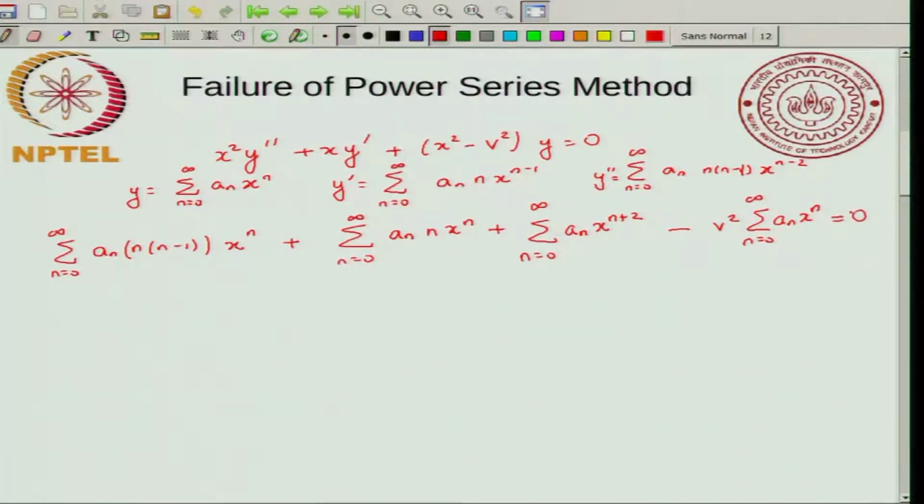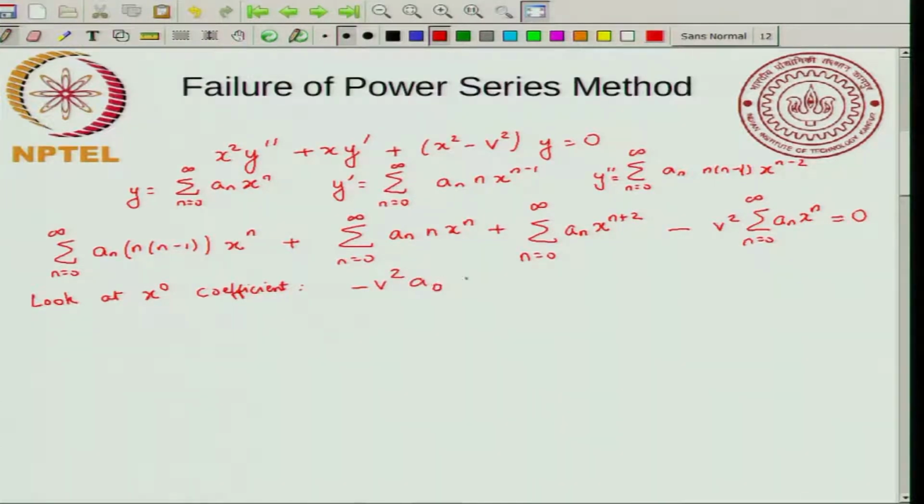Now, if you look at the coefficient of x raised to 0: in the first term, if you want x raised to 0, you have to have n equal to 0, but the n equal to 0 term is 0. In the second term, also the n equal to 0 term is 0. In the third term, you cannot have x raised to 0 because it starts from x raised to 2.